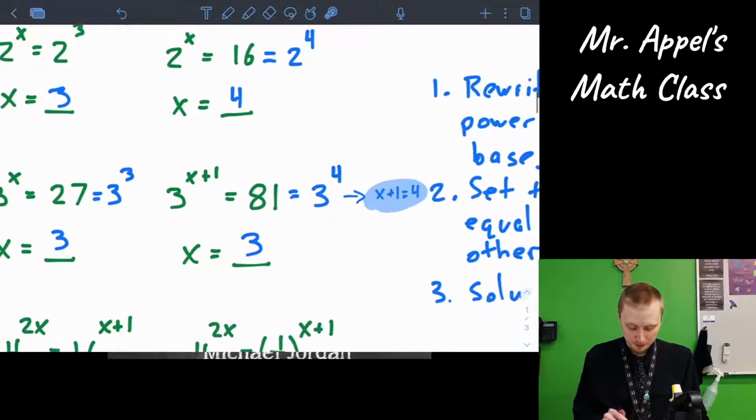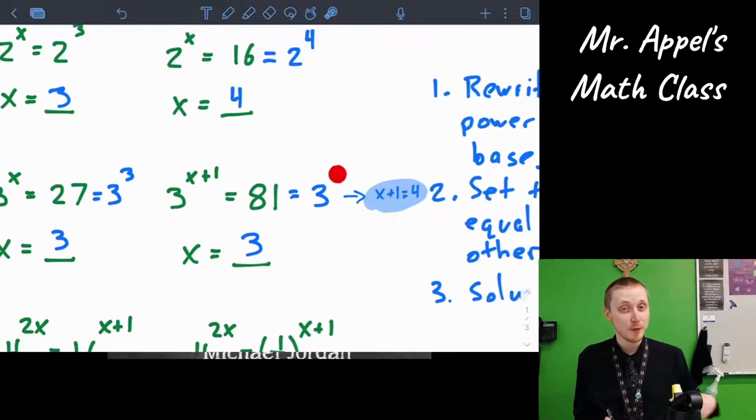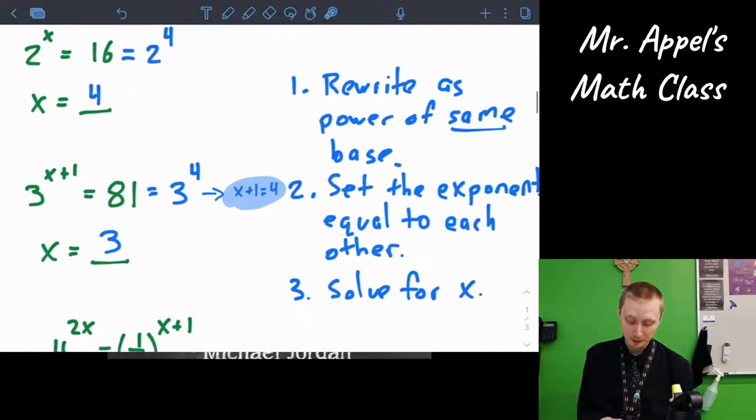Same thing here. If the bases are the same, well, my base over here is 3. This is an 81. 81 is 3 to the 4th. Now I've matched my base 3 and 3, so x plus 1 is equal to 4. Solve that mini algebra 1, pre-algebra equation. Come on, solve that for x. It must be 3, right?